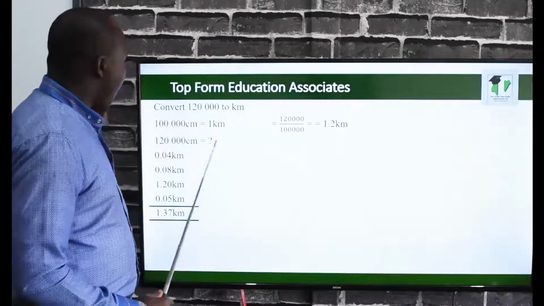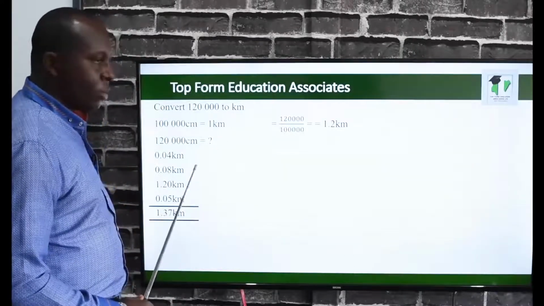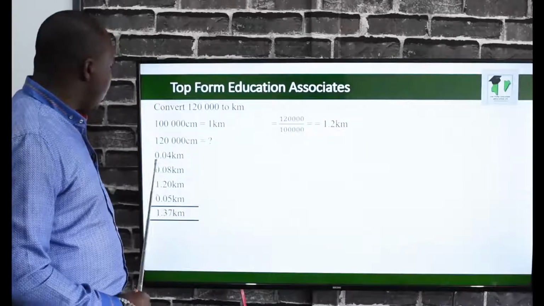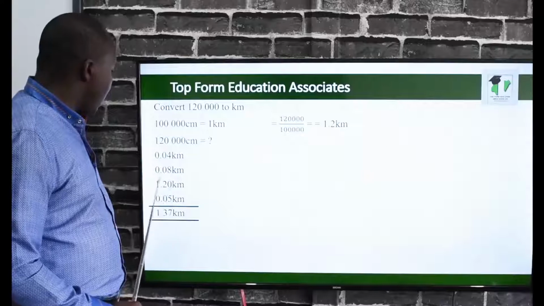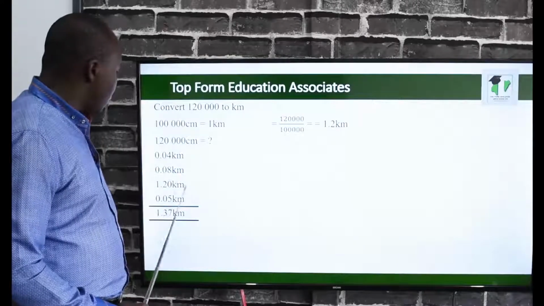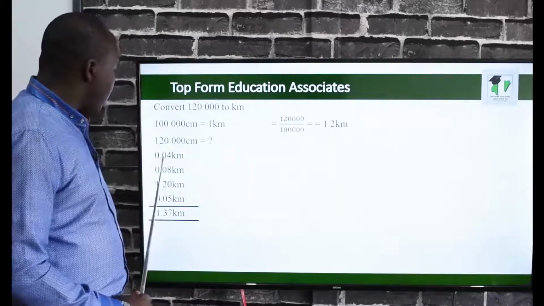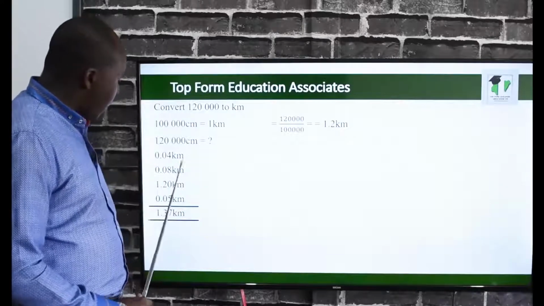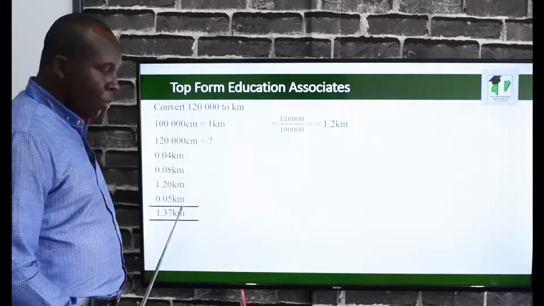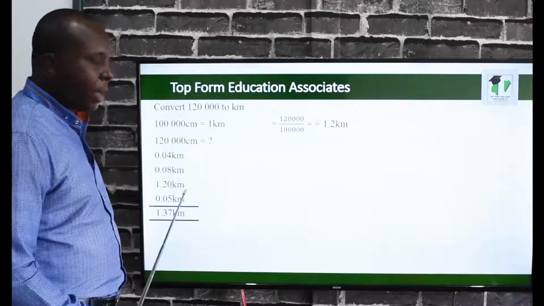So I can now add them together. Before I do that, let me arrange it. It's 0.04 kilometer, 0.08 kilometer, 1.20 kilometers, and 0.05 kilometer, so that the decimal points are on a vertical line. All of them are now in kilometers, so we can add them together.